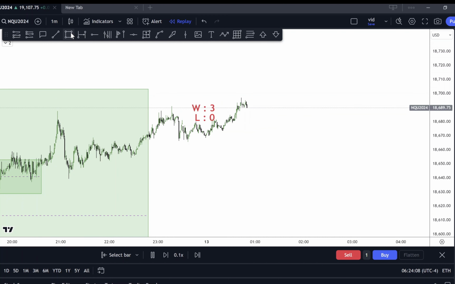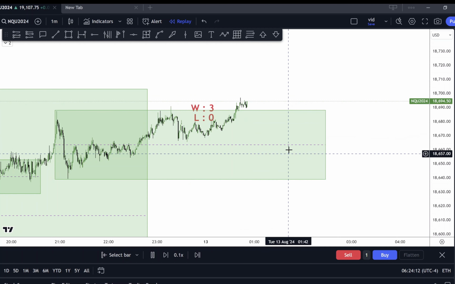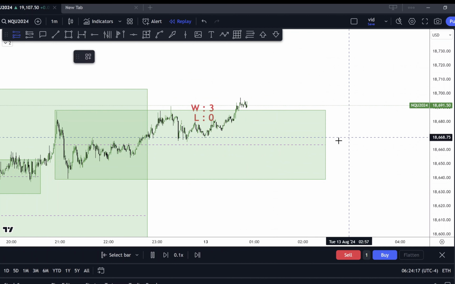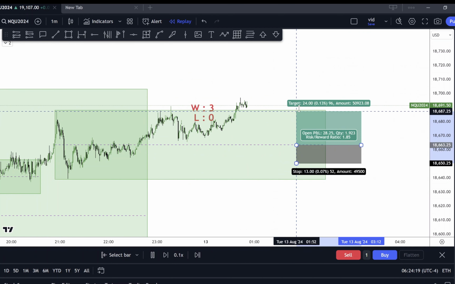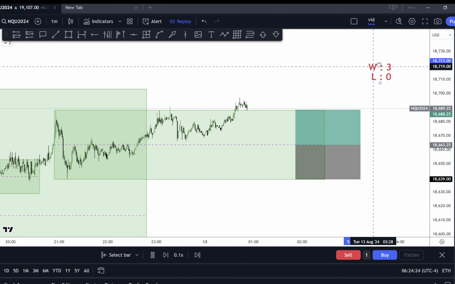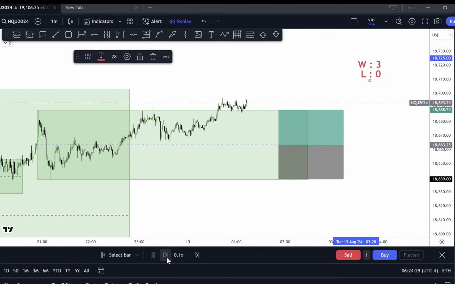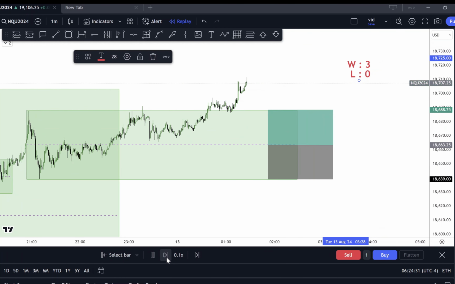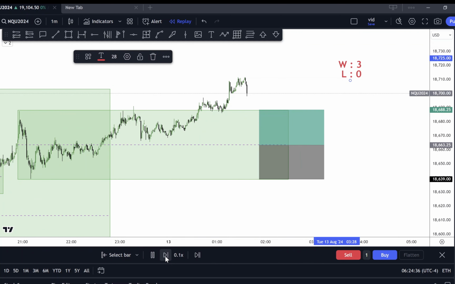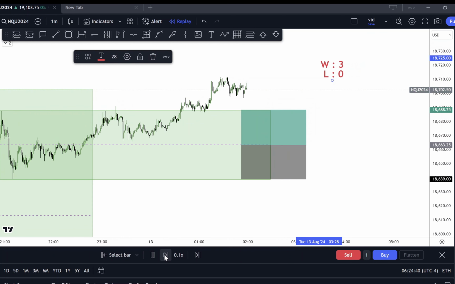So we closed above this zone now. So we have now our valid zone, and limits are set in this 50% if they tag us in. Okay, will they tag us in? See, okay, nothing for now.